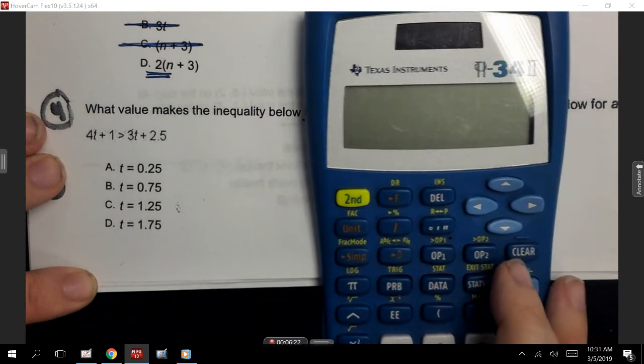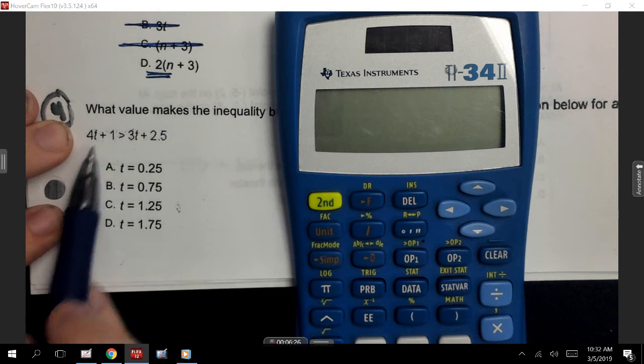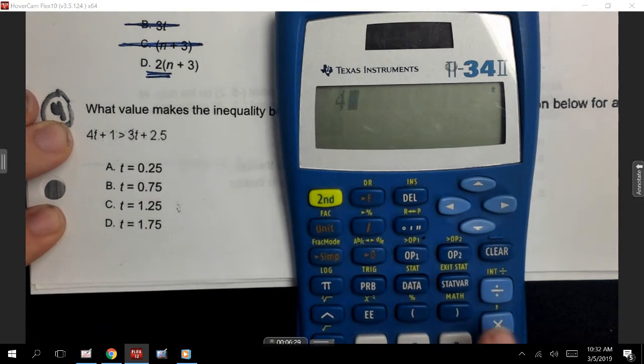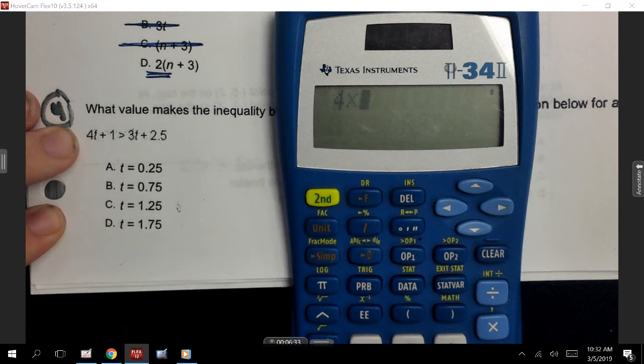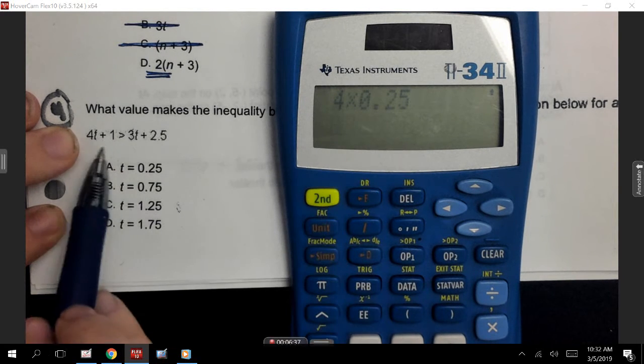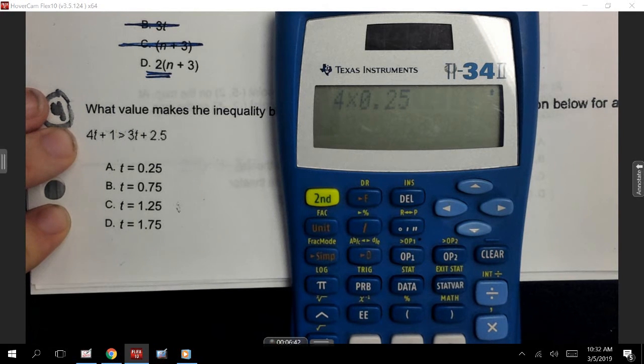So using my calculator, I'm going to pull mine up here. All right, I want you doing it as well so we know what we're doing. It says 4 times t. So I'm going to type in 4 times, instead of writing t, I'm going to put 0.25. Are y'all okay with that? That's what it says, right? And then just to make sure it goes in the right order, I'm going to go ahead and push enter.